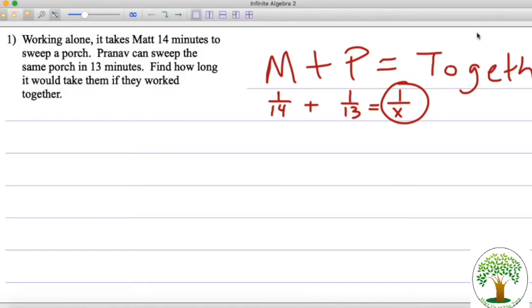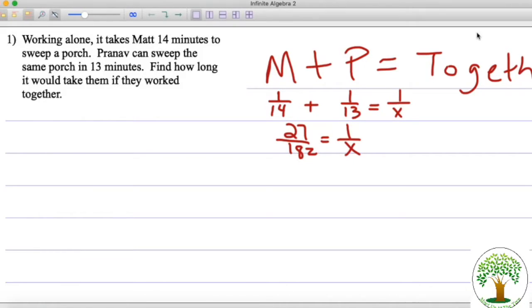Are you with me so far? Yes, ma'am. Okay. So what I need you to do is you can either do this out long, find the common denominator, and then add it together, or you can, last week we learned how to use your fraction button on your calculator. You can take 1/14 plus 1/13 and turn it into a fraction and tell me what that number is. 182.